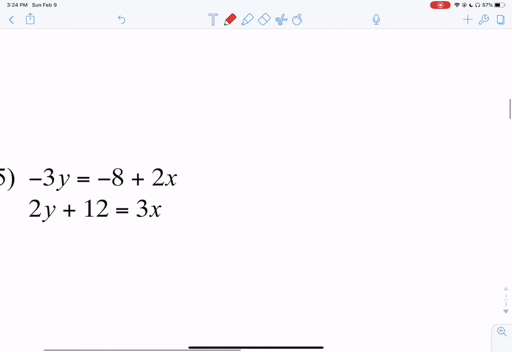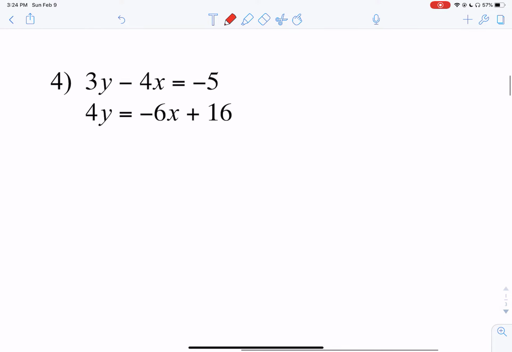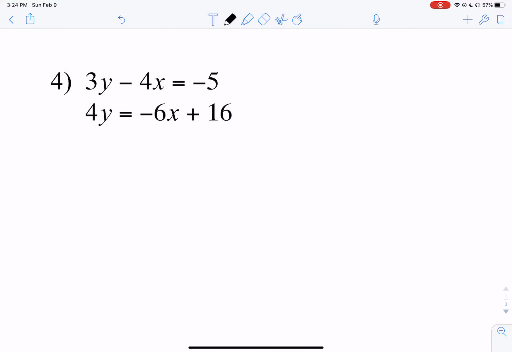Now for number 4, find number 4, here we go. The top equation is okay. The only thing is that I need to switch the order of the x and the y. I want the x to be first. So now I'm going to put negative 4x plus 3y is equal to negative 5. So all I did was just move this number to the front of that number right there. So I don't have to change the signs on that. I'm just switching the order of those two terms.